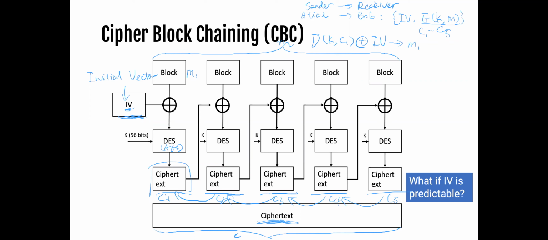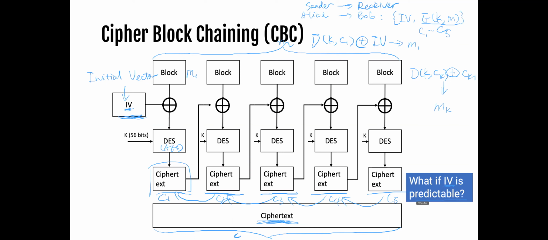And so on and so forth. Every time you have a block, say CK, you decrypt it using the key, and then you XOR it with the block that you already got, which is CK minus 1, right? So that you will be able to get every plaintext. Okay, so now what I'm asking you is, what if IV is predictable?